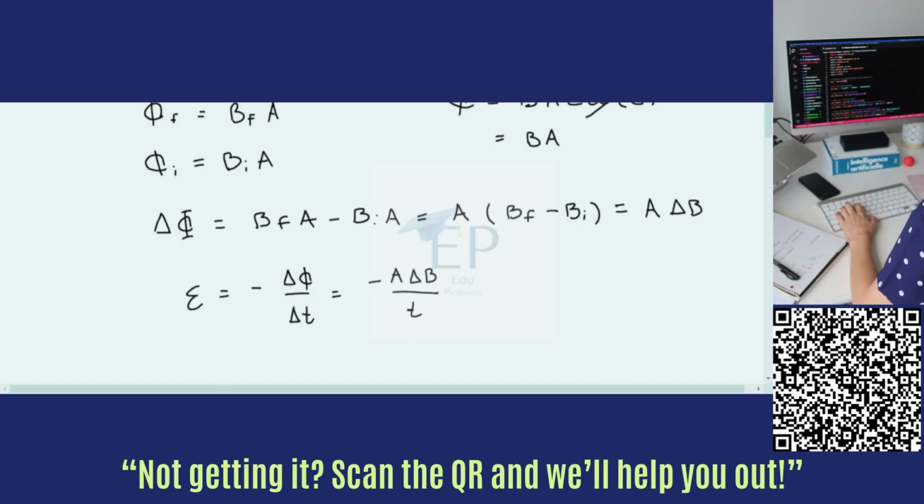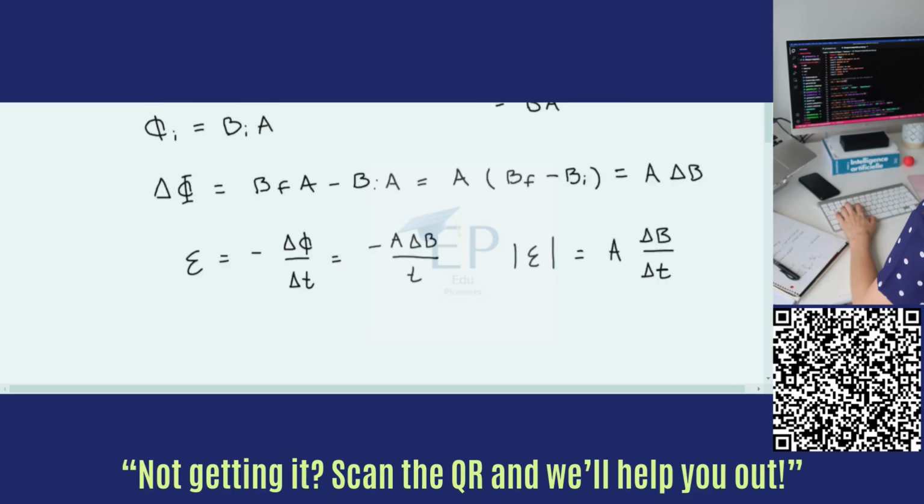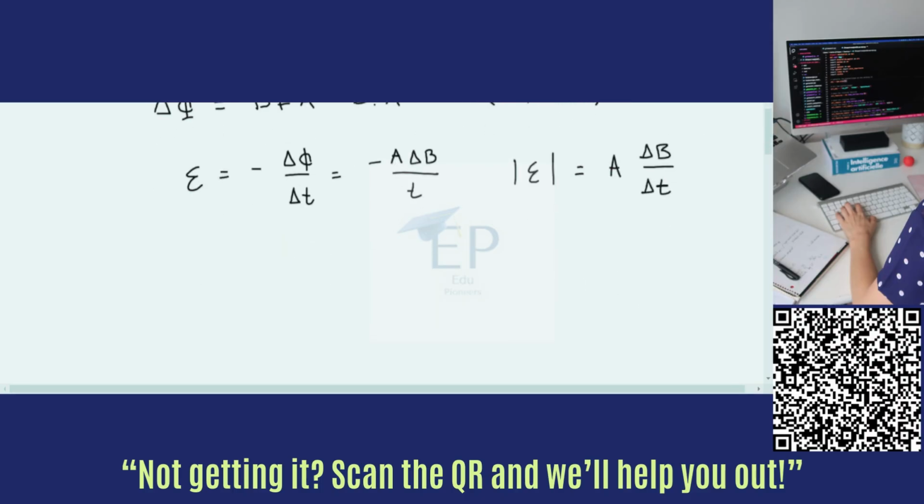And if we're just looking for the magnitude of our EMF, we can drop the sign and put absolute value signs around our EMF. Since we have delta B over delta T, and we have our area, we can just plug those values in and solve. And if we do that, we'll get that the magnitude of the EMF is 3.6 times 10 to the minus 3 volts.